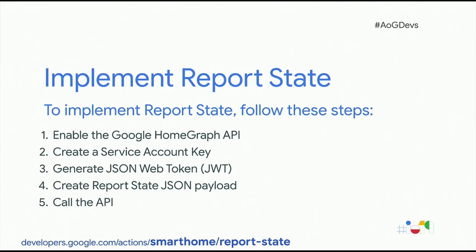And so implementing this is fairly straightforward. There's just a few steps to get report state working that you need to do. The first, which is just a one-time thing, is to go enable the Home Graph API. And then you'll create a service account key, which is just a one-time thing, again. And then at runtime in your service, you'll generate a JSON web token, or JWT, which is a verifiable method of representing claims securely between two-party servers. And then you'll create a report state JSON payload, and you'll call the API. Now let's walk through each of these in a little bit of detail.